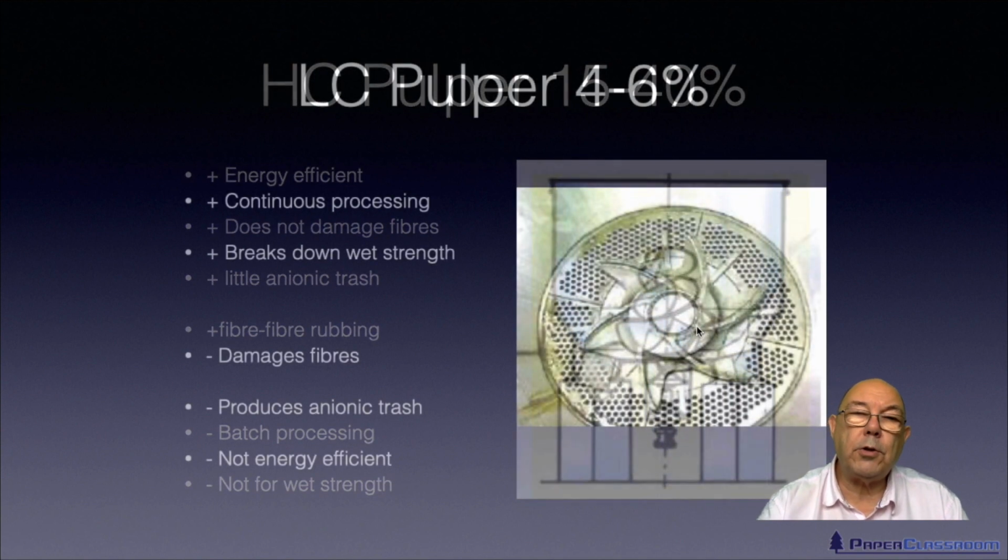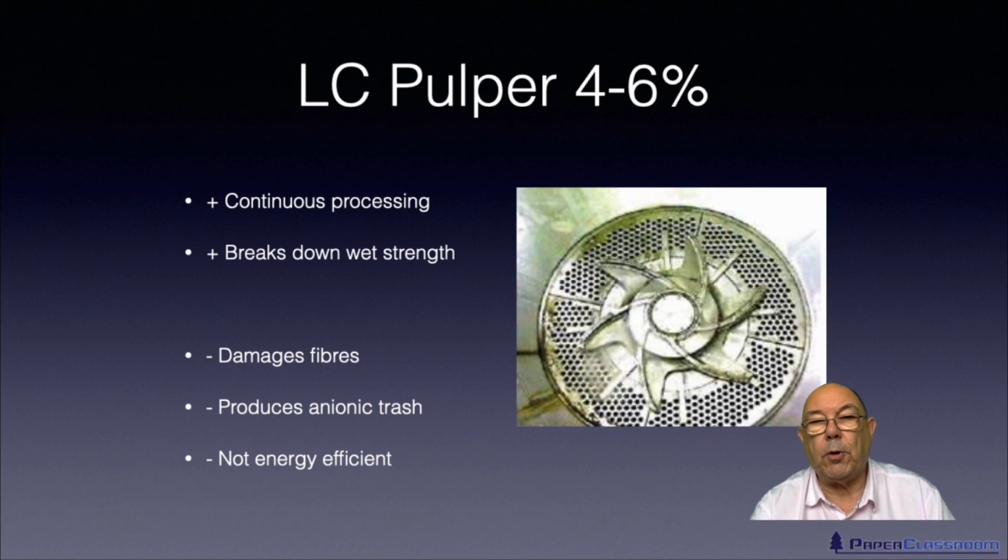Okay, so that takes care of high consistency pulping. Let's move on now to low consistency pulping. High consistency pulping, by the way, is the one that's most suitable for virgin fibre, ideally. Now, ideally, you shouldn't use anything other than high consistency pulpers for virgin fibre. Low consistency pulpers are really suitable for broke and for mixed waste.